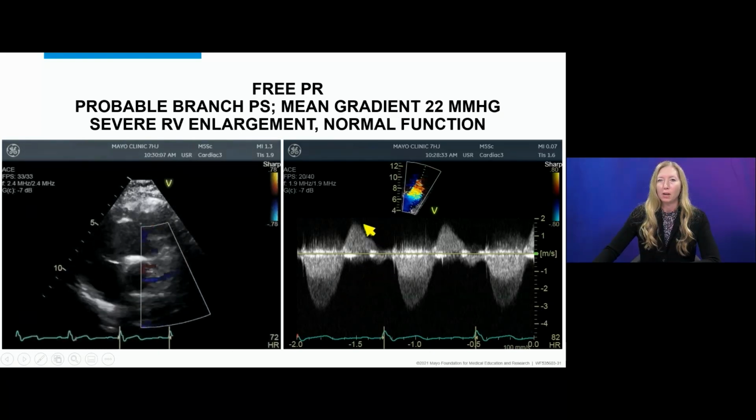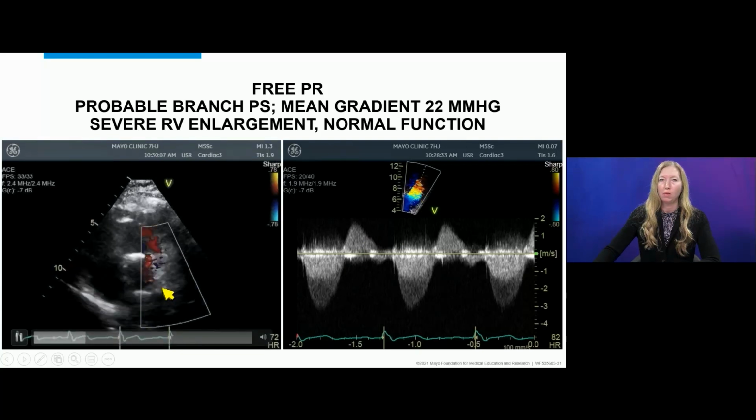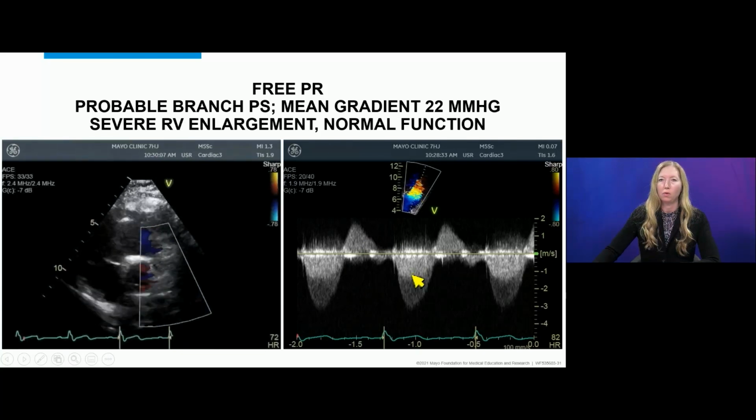If you do read echo, the continuous wave Doppler is a clue to you. You see this very rapid decline and this very dense signal. Now in our patient, in addition to the free pulmonary valve regurgitation, we also saw some obstruction, probably through the right pulmonary artery. You see these 2 different Doppler populations here.